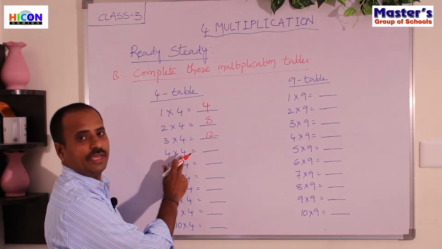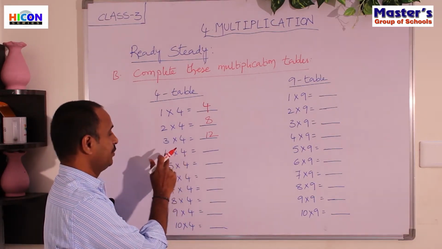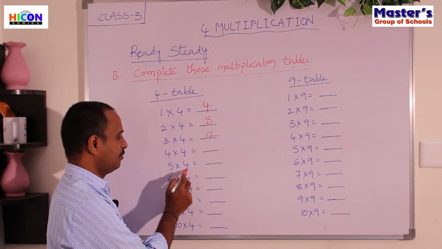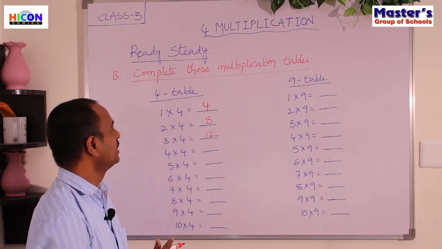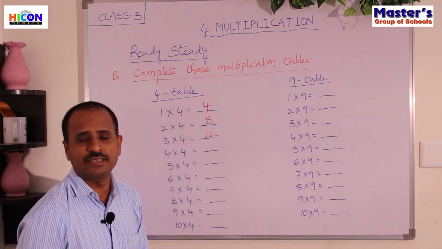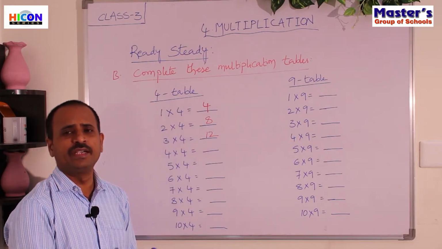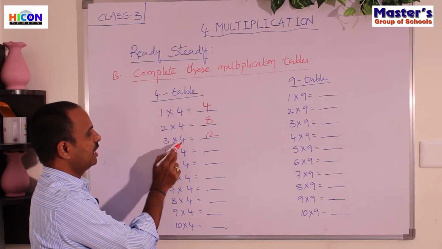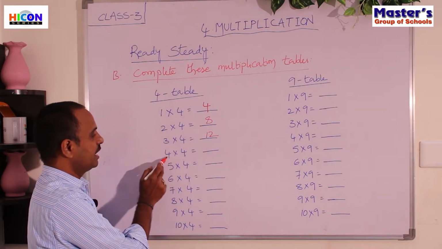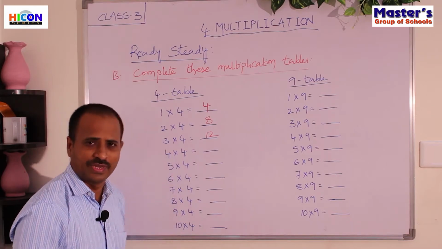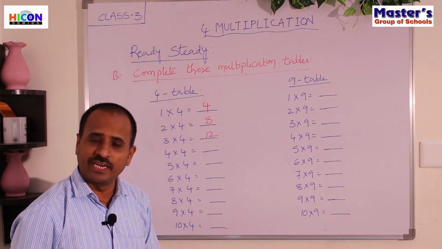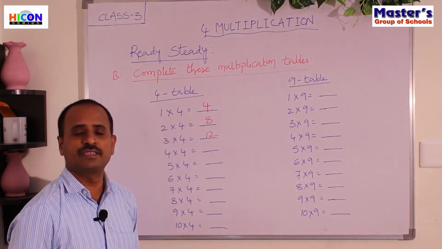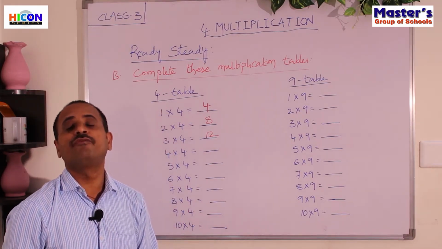And 4 4 jar means the number 4 is repeated 4 times. And 5 4 jar means the number 4 is repeated 5 times. Here the 4th table represents the number 4 repeated 1 time, 2 times, 3 times, 4 times. That means multiplications are repeated addition. That means the 4th table represents the repeated addition of 4.